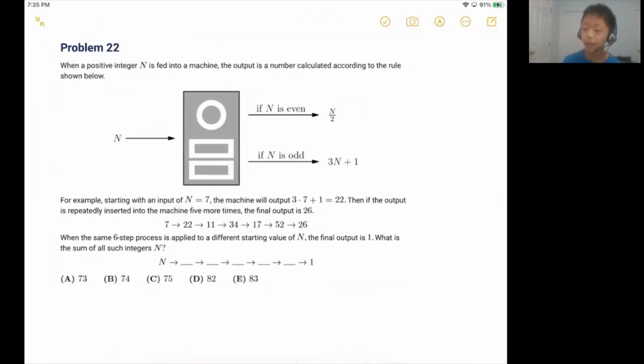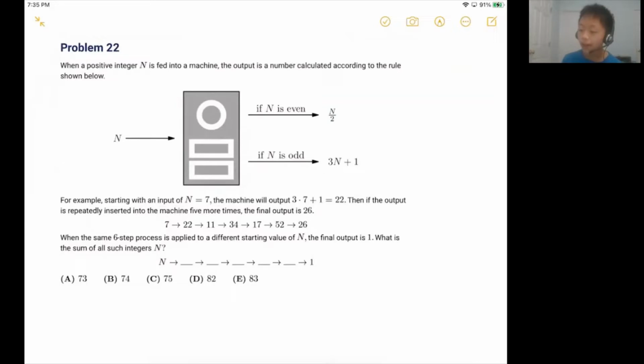So they give us an example. If n equals 7, then the machine will output 3 times 7 plus 1, which gives 22, because 7 is odd. And then they give us a further explanation of what would happen if we continued to insert the output. So 7 goes to 22, 22 goes to 11, 11 goes to 34, and so on.